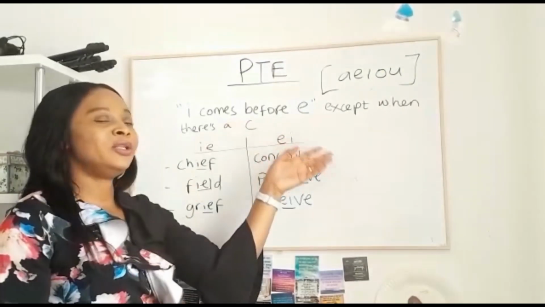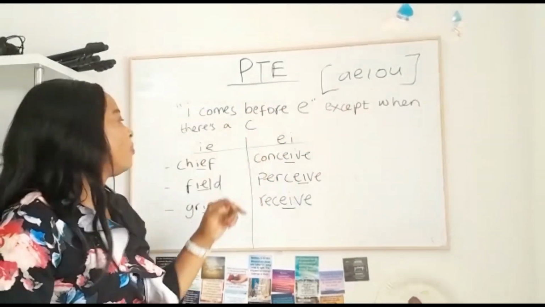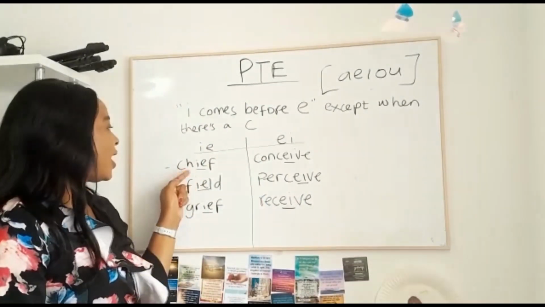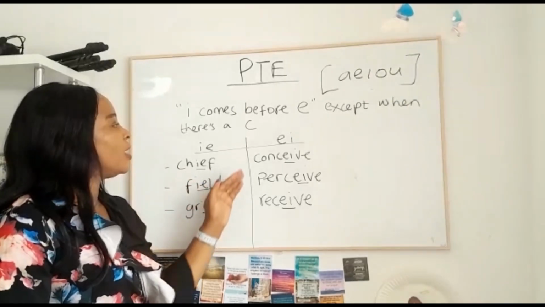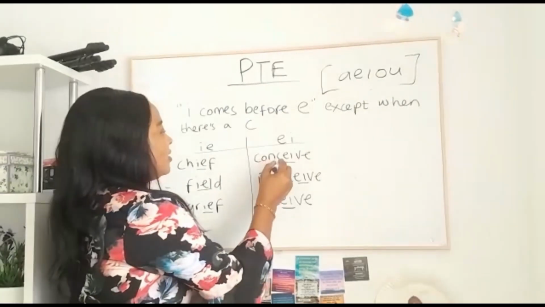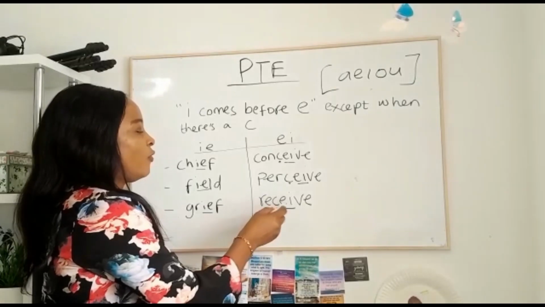Now the first example we'll be looking at is this one. I comes before E except when there is a C. Okay, this is a perfect example for this. We have chief, I-E, we have field, I-E, we have grief, I-E, and we have conceive, E-I. Why? Because there's a C here. There's a C here. That's why we're having E before I.